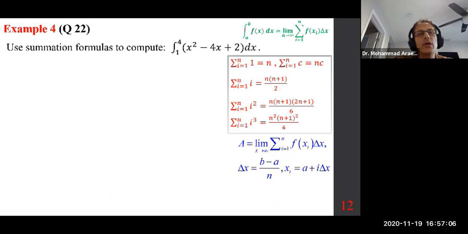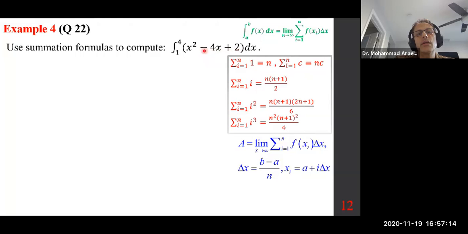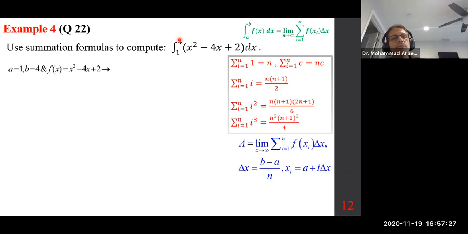Again, let's find out what is our f of x. X squared minus 4x plus 2. The limits: a is 1, b is 4. So f of x is x squared minus 4x plus 2, and a is 1, b is 4. Okay. Delta x, everybody, b minus a over n, 4 minus 1 over n, or 3 over n. X sub I is a plus I delta x. A is 1, I times delta x.